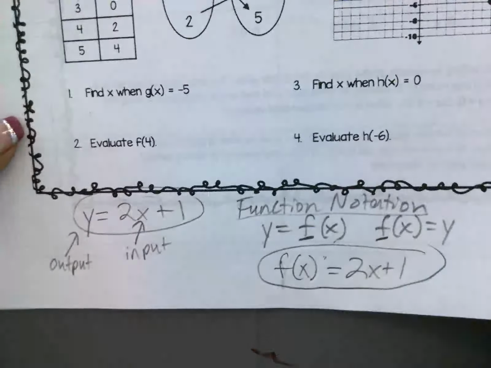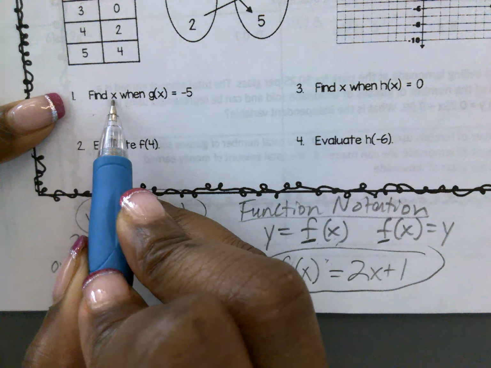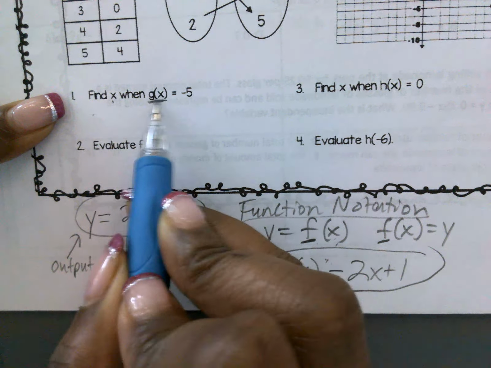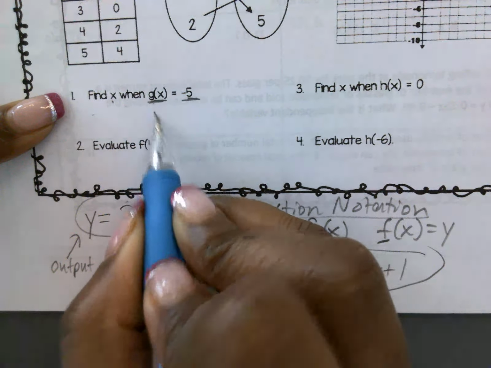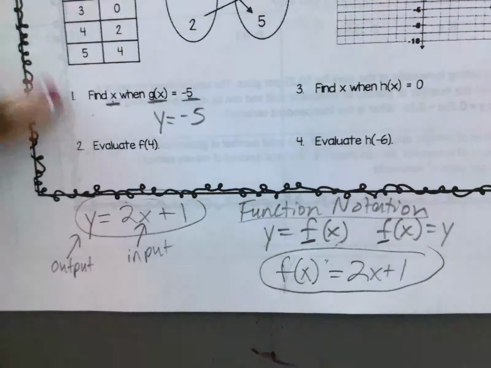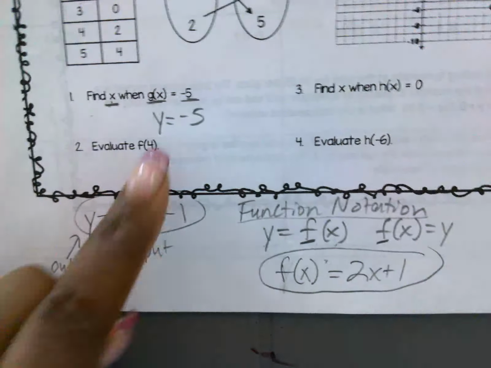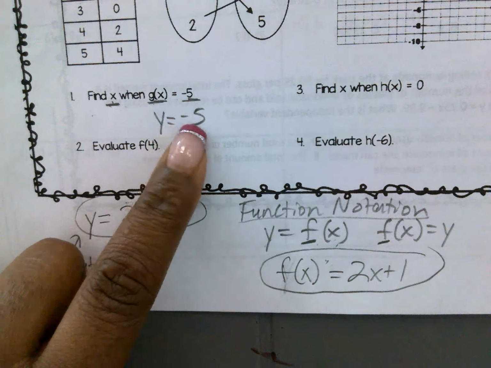All right, so now, number one, this is saying find x. What is the value of x when g of x is negative 5? That means when y is equal to negative 5, what is x? Because g of x, f of x, h of x all represent y. So what is the value of x when y is equal to negative 5?